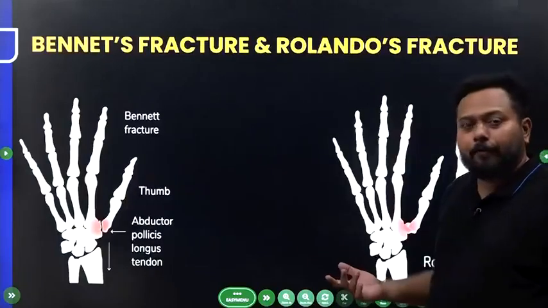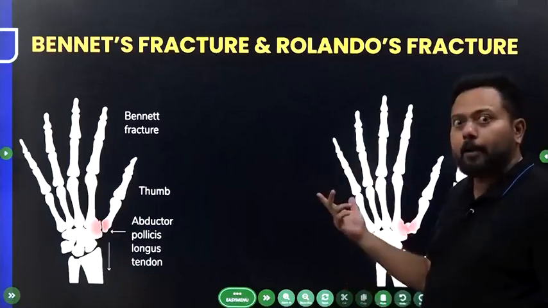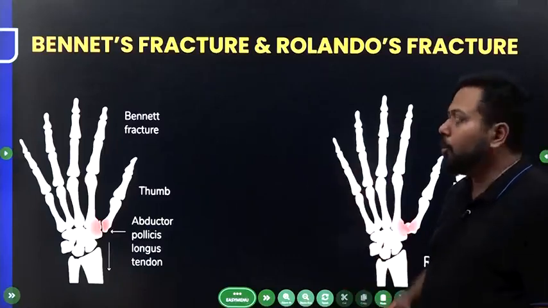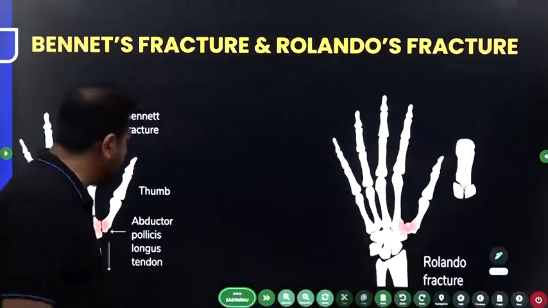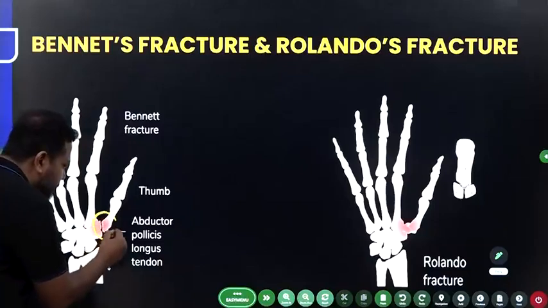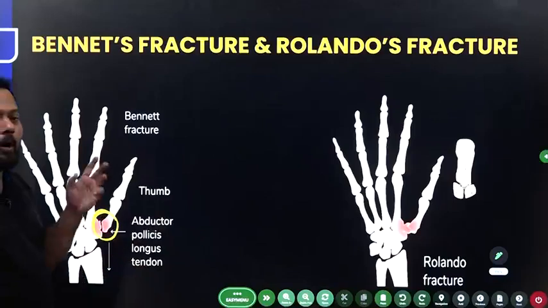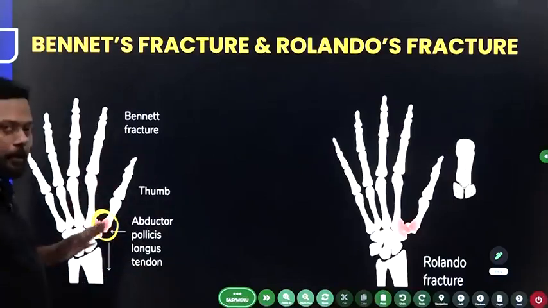Coming to the next important fracture, Bennett fracture. Two fractures you should know, Bennett and Rolando. Both are intra-articular fractures happening at the base of the first metacarpal.